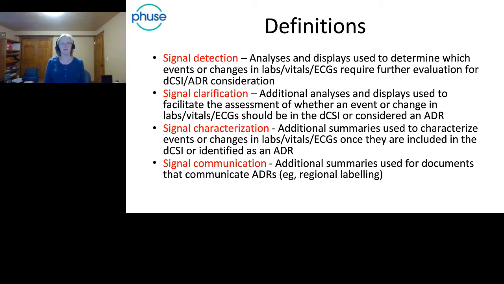Do they occur early? Do they occur late? Are they more mild? Do they last long? How long do they last? Is it persistent? Is it transient, right? So those are examples of signal characterization.